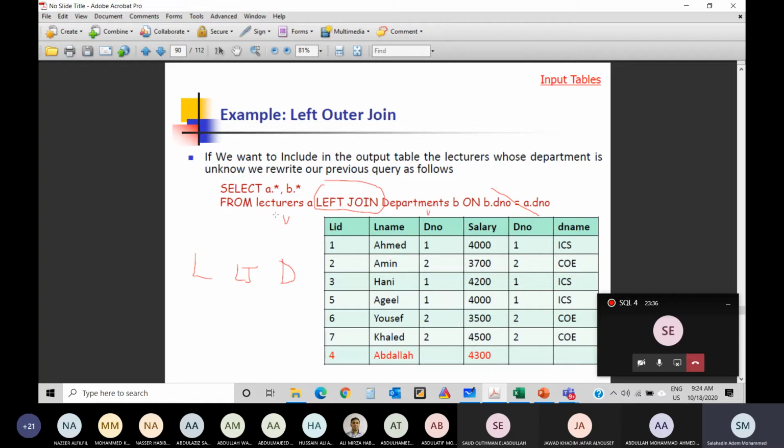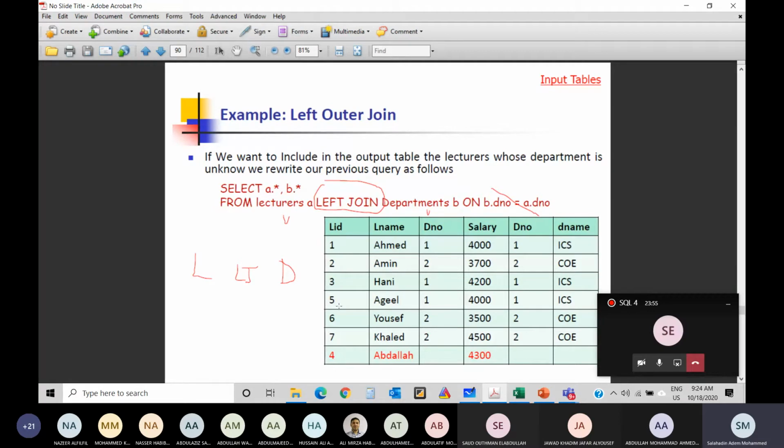Who is on the left, guys, of this join? The lecturer is on the left, and the department is on the right, correct? Yes. So what it means is show me all the rows in the left table. That's what left join means.